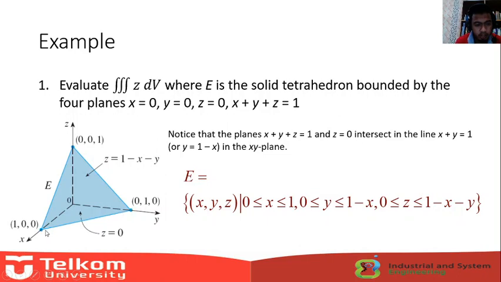On this line, z equals 0, so we just put 0 in the plane equation, and we get y equals 1 minus x. So y is from 0 until 1 minus x, and x is from 0 until 1. Okay, so we got the boundaries. After we got the boundaries, we can solve the problem.